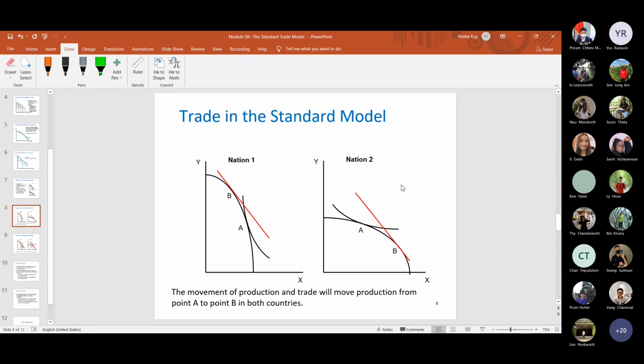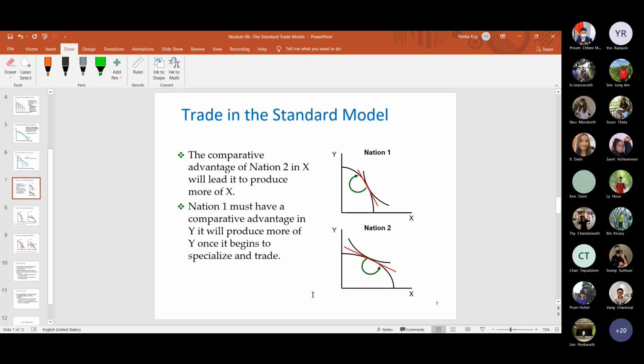This one is nation 1, okay? Nation 1 and nation 2, like I discussed. This one is the production possibility frontier, and this one is the budget line. This one is the consumption or indifference curve, or you can call this utility. These represent the consumption. This one is also the same. So the movement of production and trade will move the production from point A to point B in both countries.